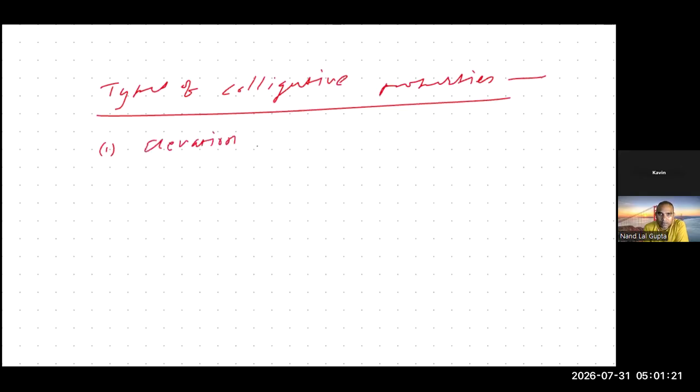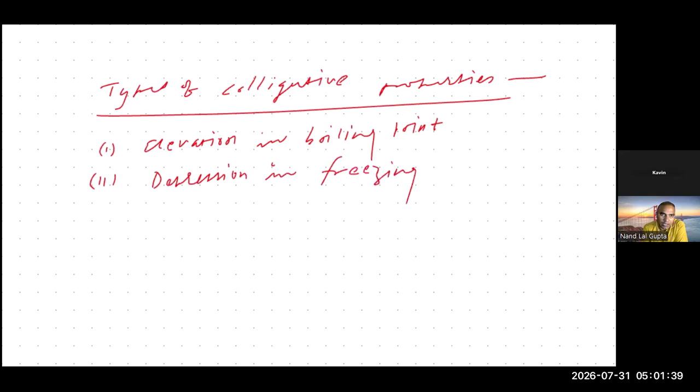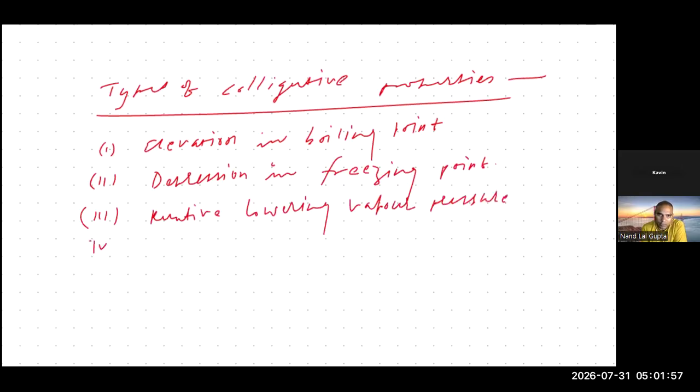This is elevation in boiling point. Second one, depression in freezing point. These all can be correlated, there is no problem in it. Then RLVP, relative lowering of vapor pressure. And the last one is osmotic pressure.